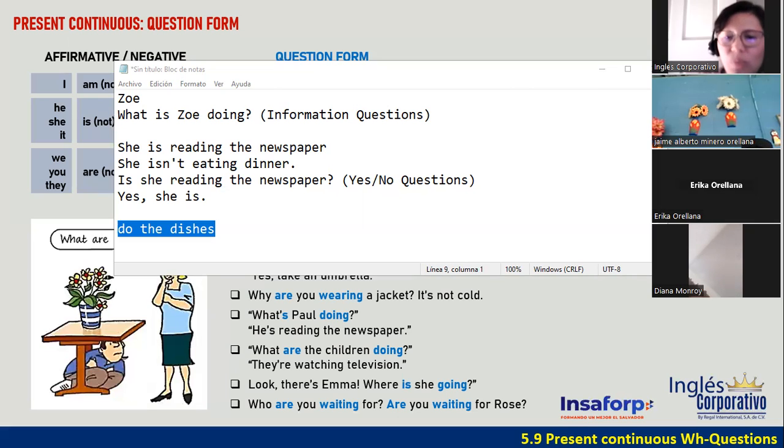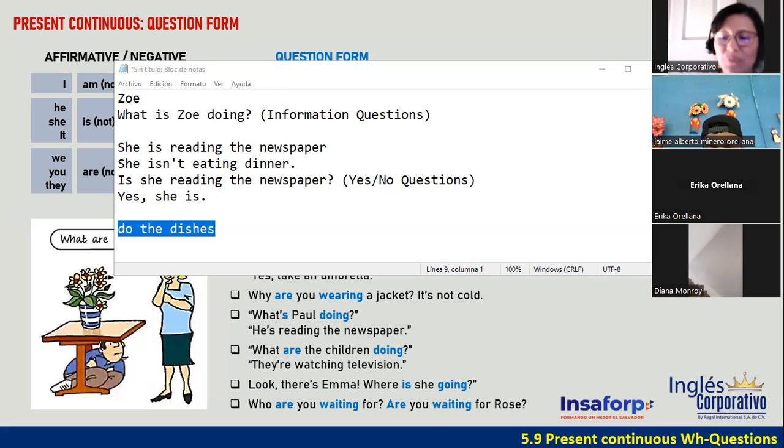Y terminamos, bueno, no faltan dos, pero terminamos con esta. Terminemos con Dan and Jenny. What are they doing? They are listening to music. Correct. Okay. Something negative, Erica? Sería, they aren't dancing, okay. And the question form? Are they listening to music? Muy bien, and the answer is? Yes, they are.